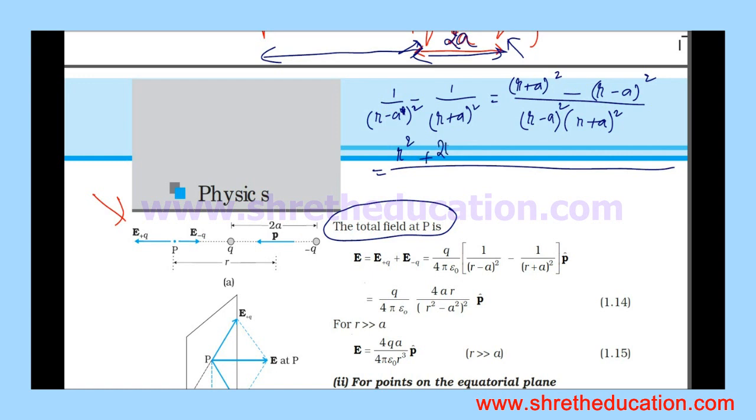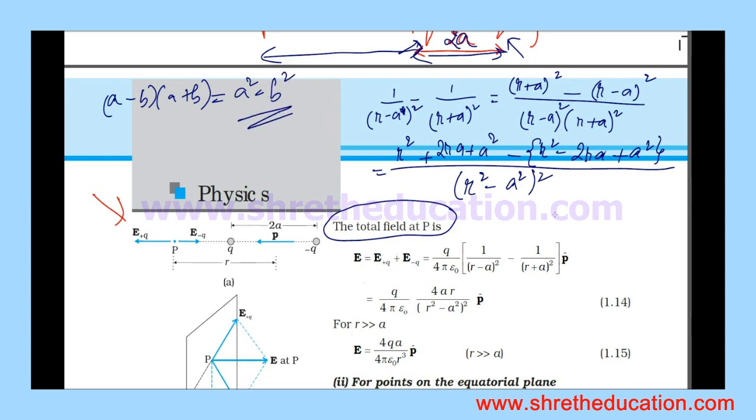r square plus twice ra plus a square minus r square minus twice ra plus a square, divided by, the formula is a square minus b square, so r square minus a square whole square. Using the formula a minus b times a plus b, a square minus b square. The r square cancels and the a square cancels, leaving 4ar divided by r square minus a square whole square.